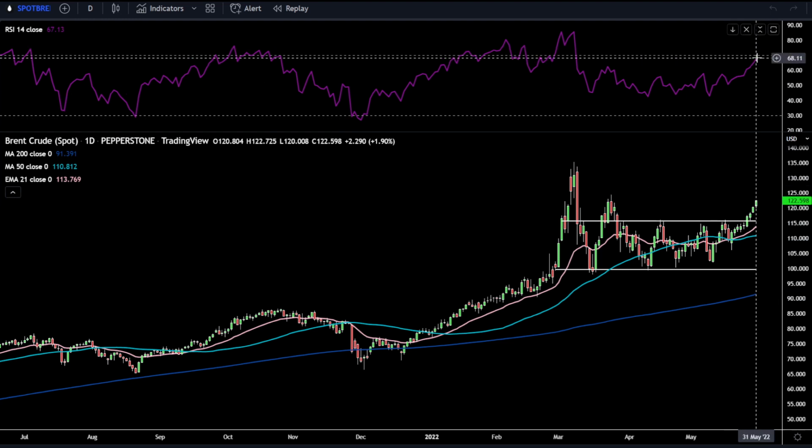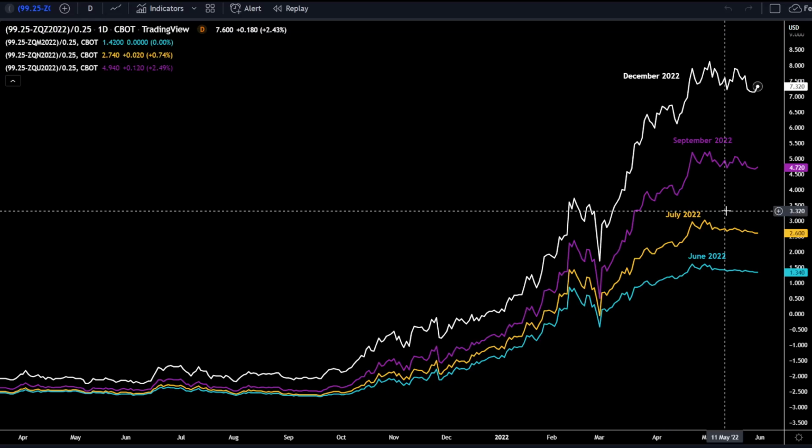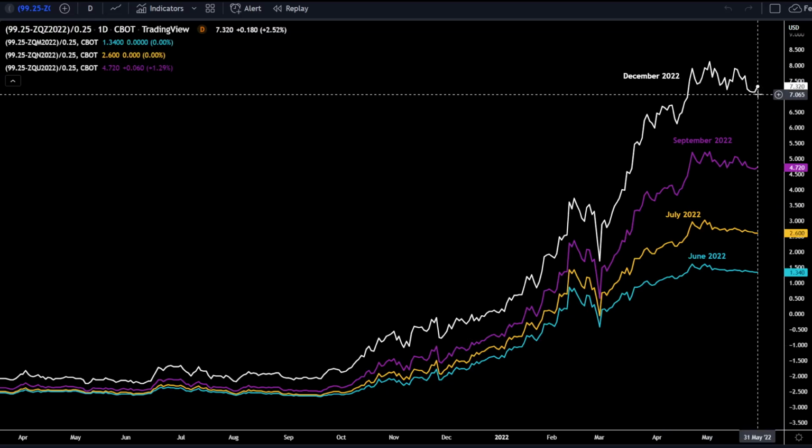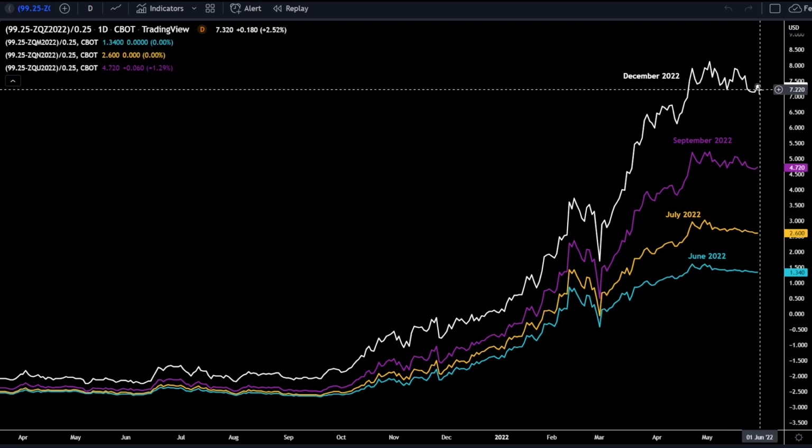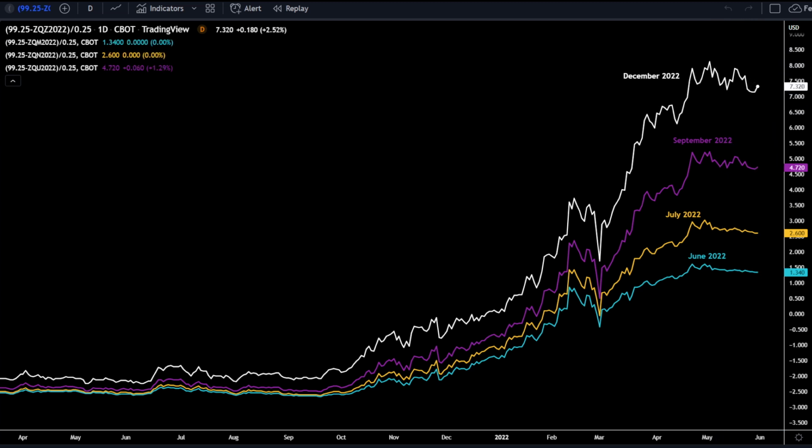And looking at interest rate expectations, we can see it's ticked up a tiny bit here. The December contract has come all the way down from 8, but we've ticked up a bit after that oil embargo and as inflation expectations creep higher.